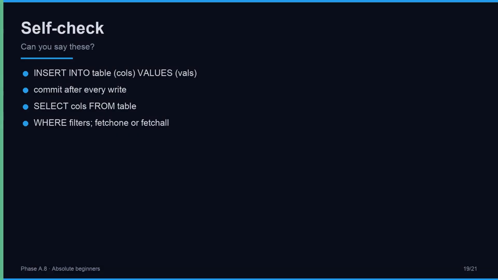Quick self-check. Can you write an insert command with column names and values? Can you explain why commit is required after insert? Can you write a select command to read rows from a table? Can you filter rows with where, and choose between fetchone and fetchall? Can you loop over a cursor to process rows one at a time? If any feels shaky, rewatch the matching example.